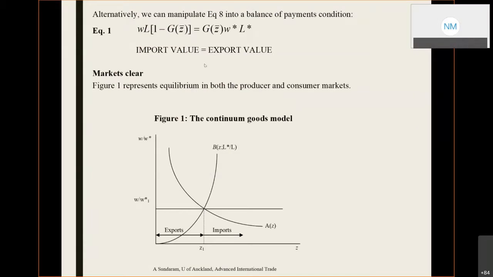Another way, of course, that you can write this equation, income equals expenditure, is to also say import value equals export value. In other words, balance of payments. That's another way to do it, but we can still stick to the income equals expenditure equation. It's the same thing. It gives us the same thing.